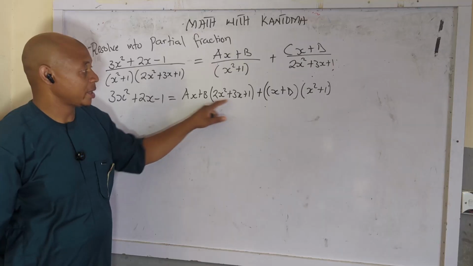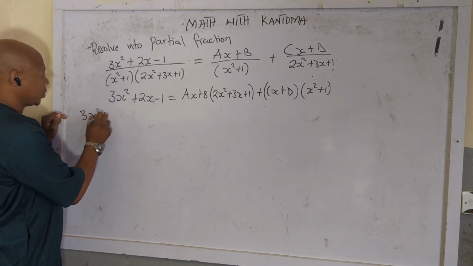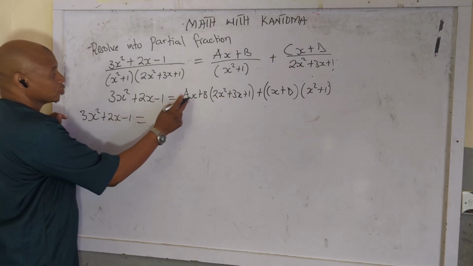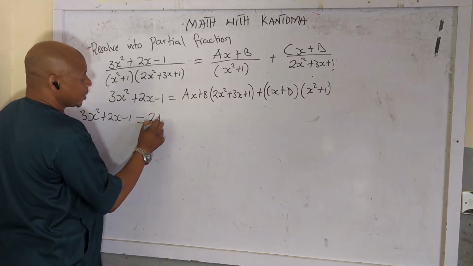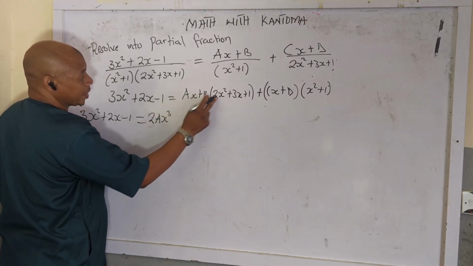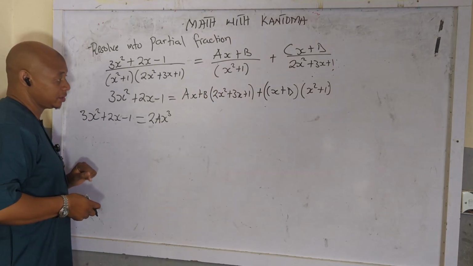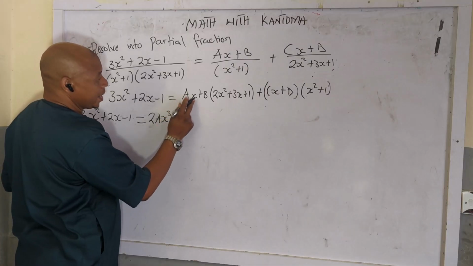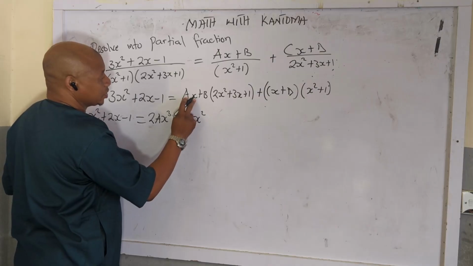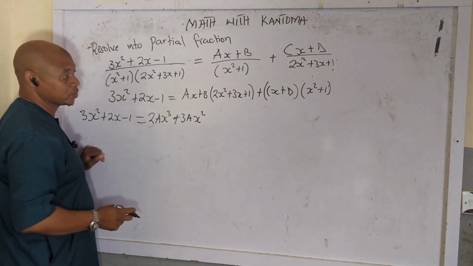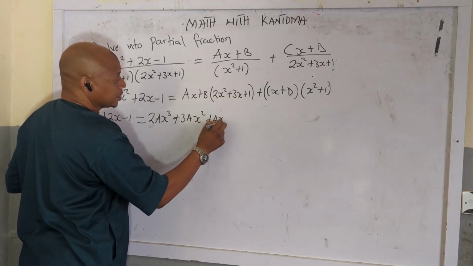So from here, I can open the bracket and then multiply each term. So now, by simplifying, I will have 3x squared plus 2x minus 1 is equal to, open this bracket, ax times 2x squared. I will have 2ax cubed. This is 1x, this is 2x. So if you are multiplying, we add their powers, applying the law of indices. So next we say plus ax times 3x. I will have plus 3ax squared. This is 1x plus 1x making 2x, so I have x squared. Then plus ax times 1, I will have ax.